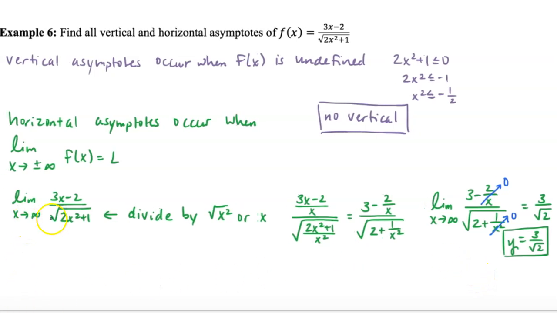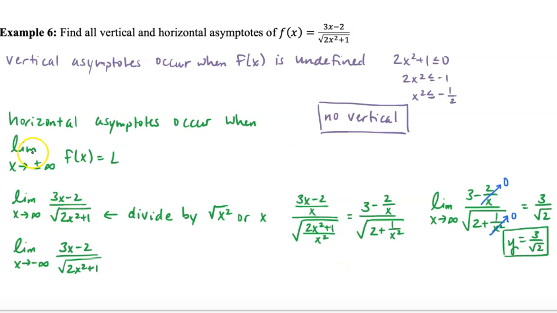Now I also need to find the limit as x approaches negative infinity of the same expression. If I do the same thing and divide by the highest power of x in the denominator, can I see that I'm going to get the same exact thing? Because we said in the previous video that even if I plug negative infinity into a denominator with a constant numerator, this term is still going to go to 0, just from a different direction.